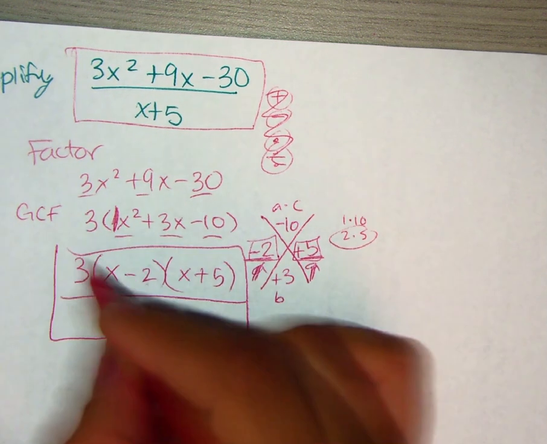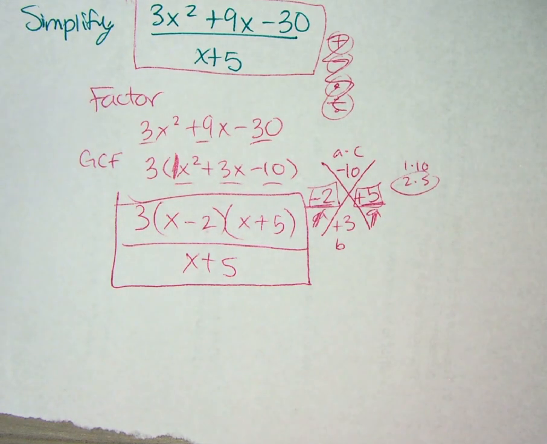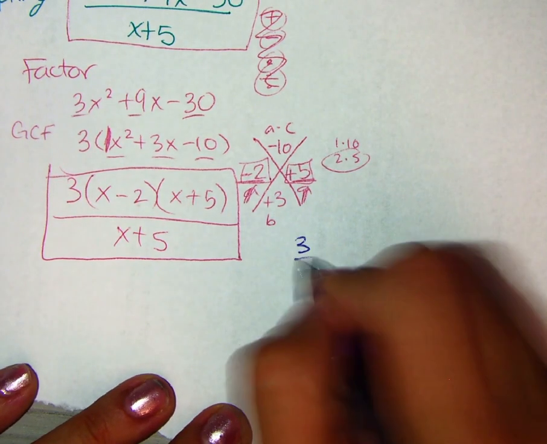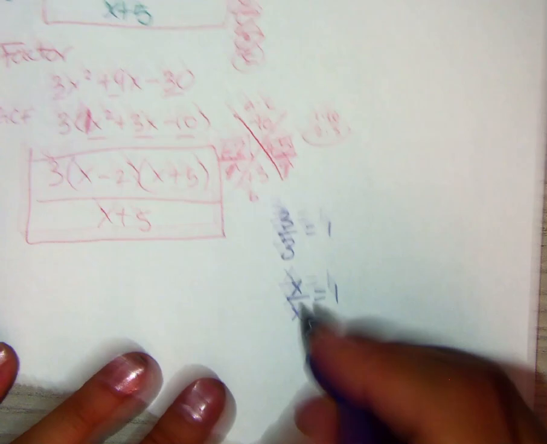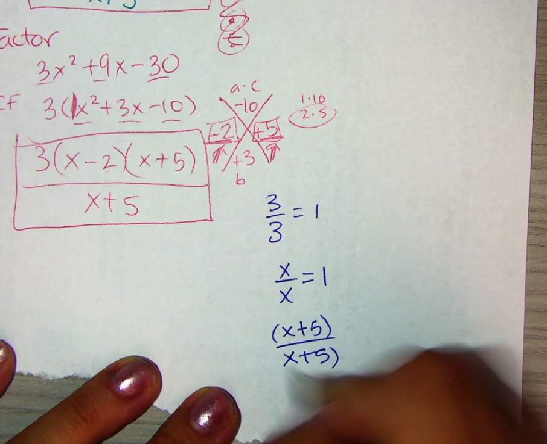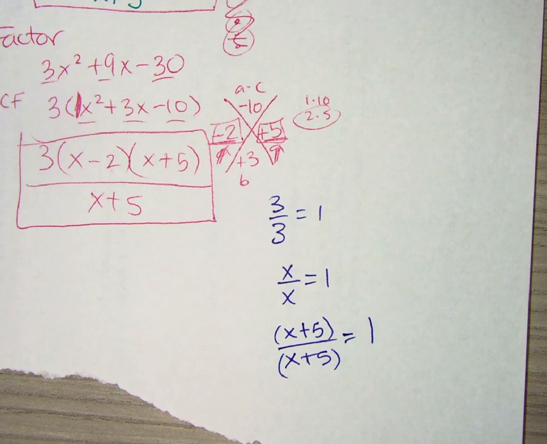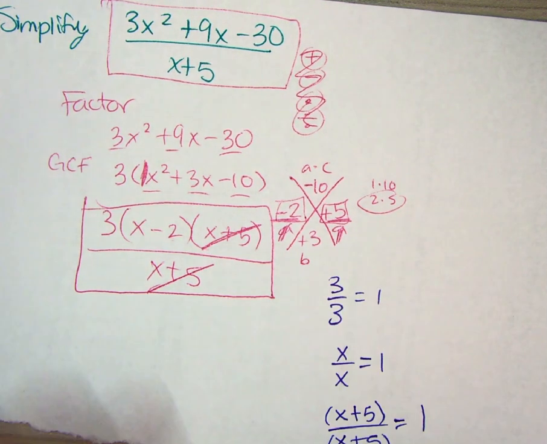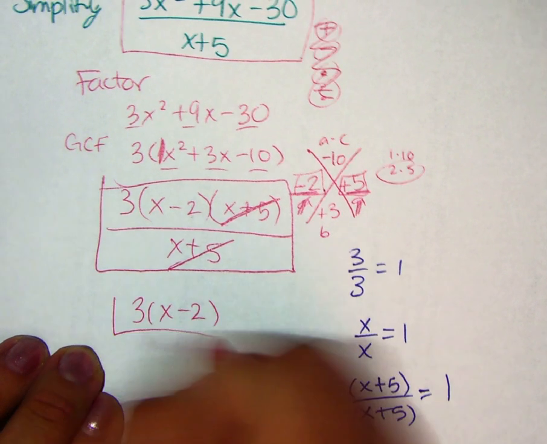So looking at this factored form expression now, we're going to understand that there's a 1-to-1 ratio whenever you have the same factor on top and bottom. So like 3 divided by 3 is 1, x divided by x is 1. So anytime you have the same expression over the same expression, which in this case we have x plus 5 over x plus 5, this creates a 1-to-1 ratio. So what we do is we're going to cancel those out or simplify them by reducing them to a 1. And now you have 3 times x minus 2 as an answer.